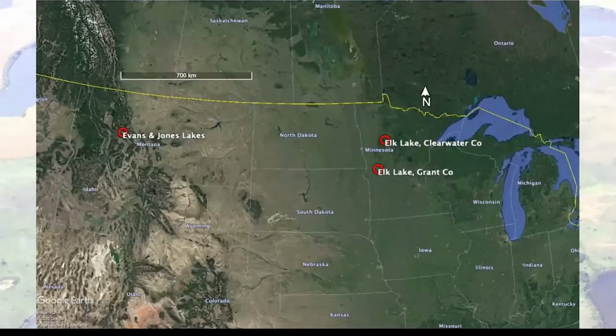P minus ET, precipitation minus evapotranspiration, is usually positive. Elk Lake, Grant County, P minus ET about 0. Evans and Jones Lakes, P minus ET is negative. Okay, I'll start with the Evans and Jones Lakes.